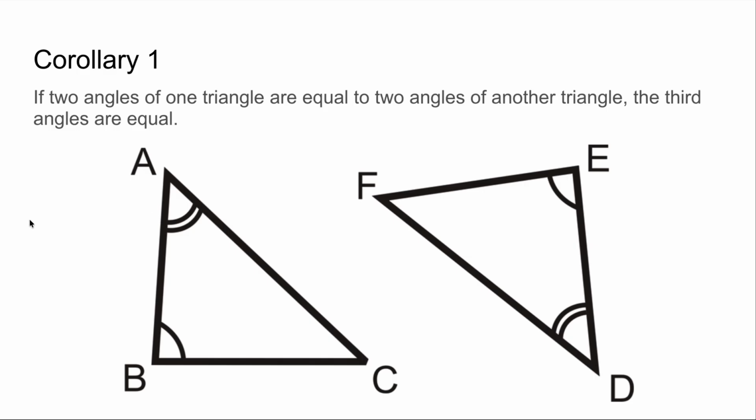Corollary 1, if 2 angles of one triangle are equal to 2 angles of another triangle, the third angle is also equal. So basically, if you have 2 triangles where they have A and D congruent and B and E congruent, then you know, therefore, C and F are congruent as well, because there's 180 degrees in a triangle.